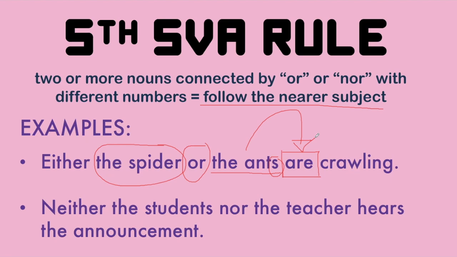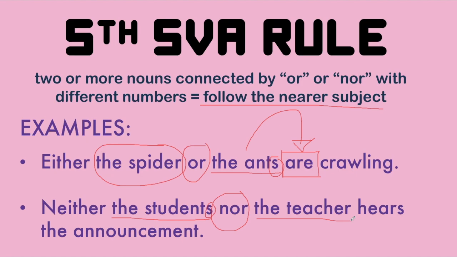Let's go to example number 2. Neither the students nor the teacher hears the announcement. Okay, so again we can see the conjunction nor here, right? But if you're going to notice, we have two different numbers, meaning we have the students. We're talking about more than one student because it ends with S. And we have the teacher, and it's in singular form.